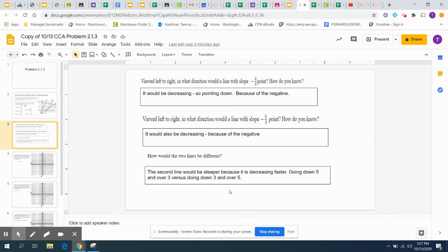All right, going to the next question. What's the difference between -3/5 and -5/3? Both of these are negative. They're both decreasing, but this -5/3 is going to be steeper because I'm going down 5 and over 3, where this one I'm only going down 3 and over 5. So the bigger the change, when I'm looking at the ratio, the steeper the line means that ratio between your change in y and your change in x.